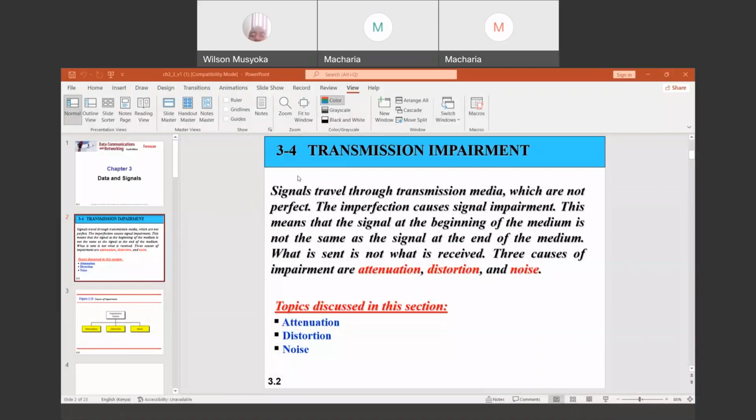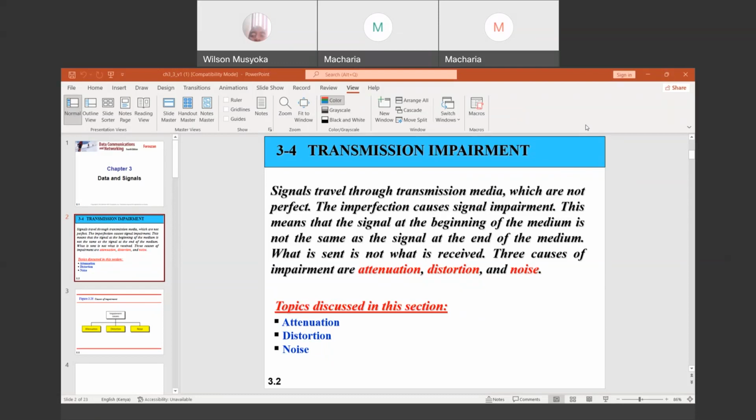And the topic for today we want to understand is transmission impairment. When we are talking about transmission impairment, we want to give an understanding of how transmission can be impacted. It occurs when the received signal is different from the transmitted signal. What was sent at the beginning is not what is received, which means the transmitted signal has been affected in one way or another.